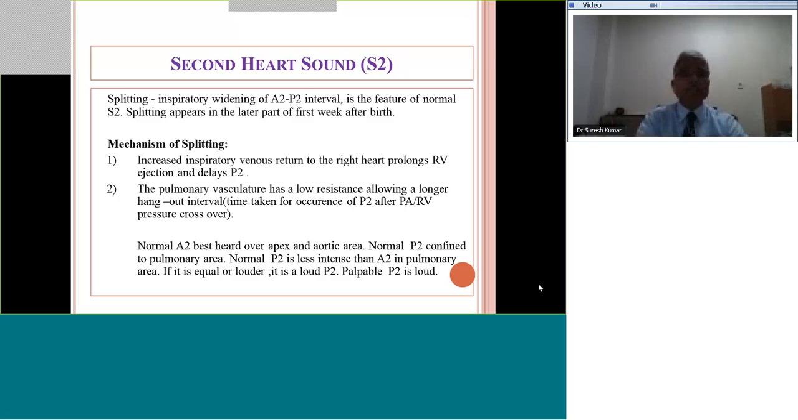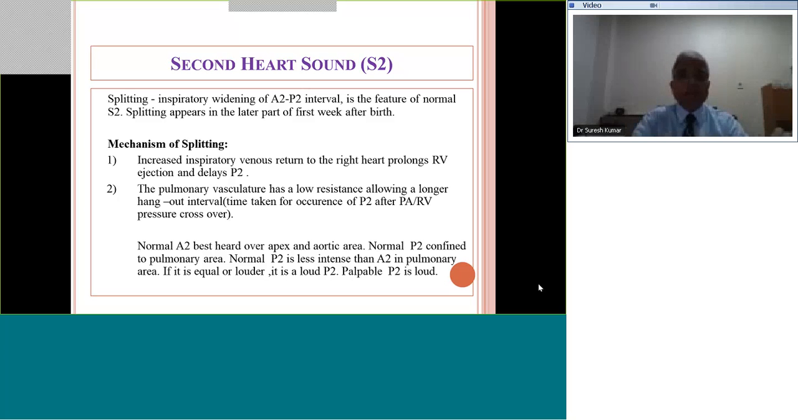What is the hangout interval? It's the time taken for the occurrence of P2 after the pressure crossover between the pulmonary artery and the right ventricle. The appearance of the normal split occurs in the later part of the first week. Split is not audible on day 1, day 2. By day 6, day 7, it tends to appear.